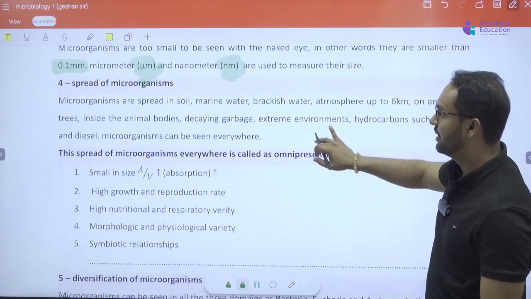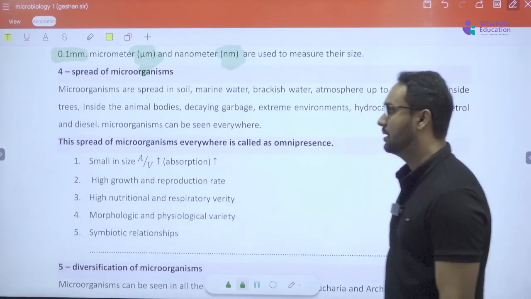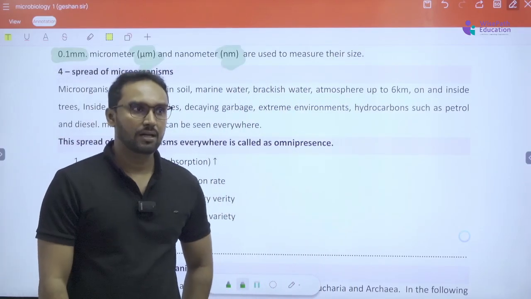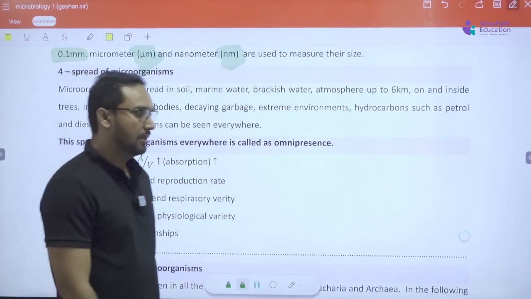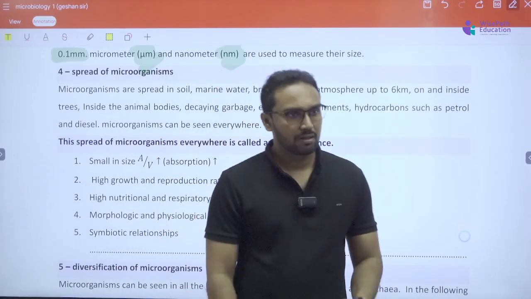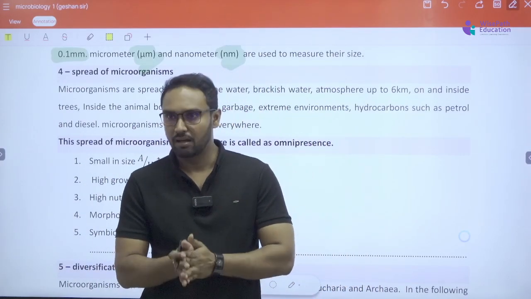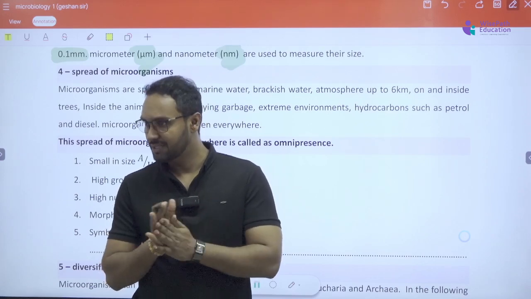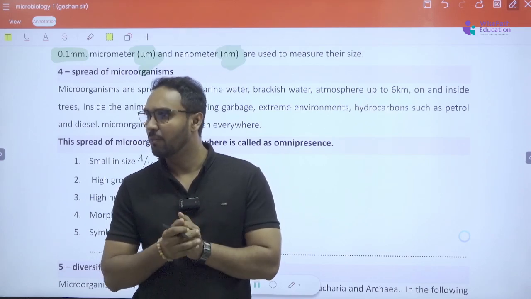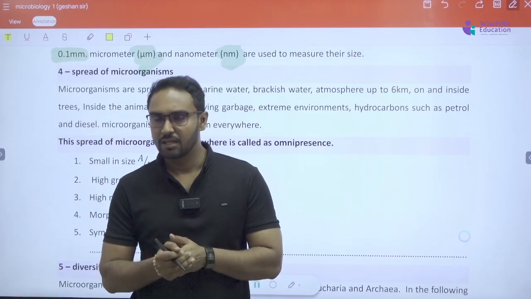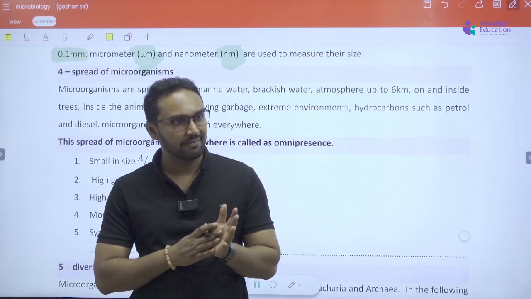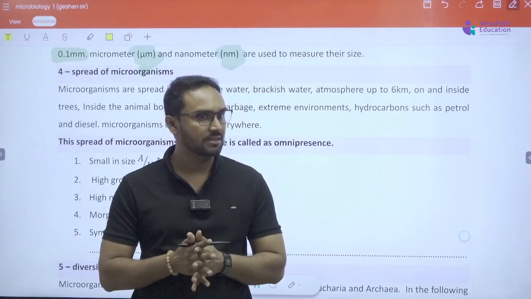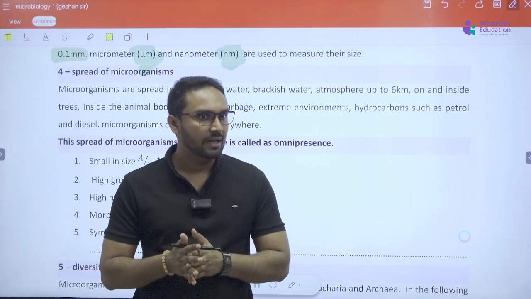Now the next thing is the spread of microorganisms. How the microorganisms are spread in the biosphere. Usually the microorganisms are present everywhere, right? Whatsoever the environmental condition is, they are always present everywhere, and we call it omnipresence. The microorganisms can be found anywhere in the biosphere, even in harsh conditions. Harsh conditions like what? Like in the volcanoes.